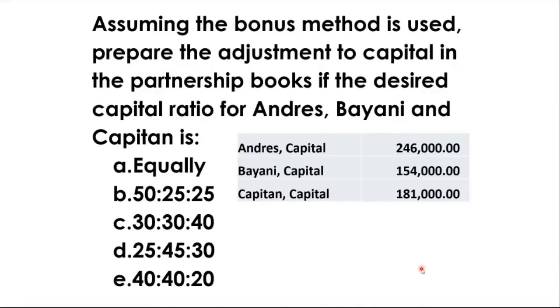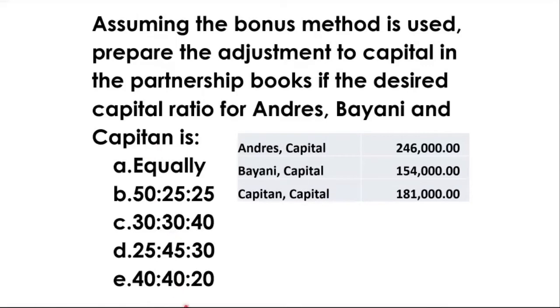So we are going to use the balances of Andres, Bayani, and Kapitan from the previous activity that we did, and we are going to use that to illustrate the bonus method. So let us have the following examples. Assuming the bonus method is used, prepare the adjustment to capital in the partnership books if the desired capital ratio of Andres, Bayani, and Kapitan will be as follows. We will have 5 illustrations, and we are going to simply reallocate or redistribute the capital based on the desired ratios.